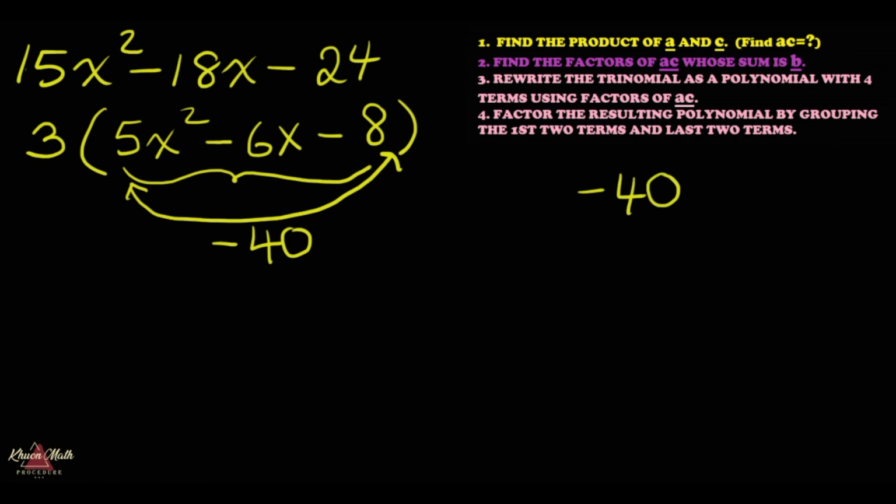Step 2 is to find the factors of AC whose sum is B, meaning two numbers that multiply to get negative 40, but when you add those two numbers, it comes out to negative 6. So your B here is negative 6. Now we can go through a big process here, but it's negative 40, so it's pretty easy to come up with the two numbers. How about we try 10 and 4?